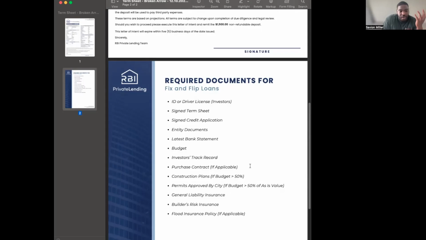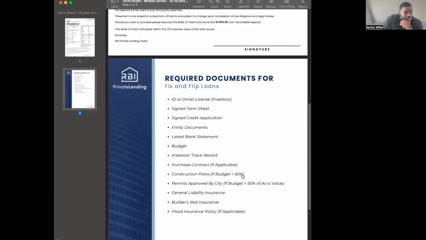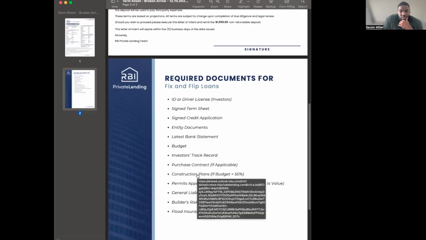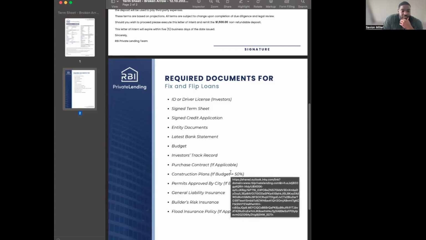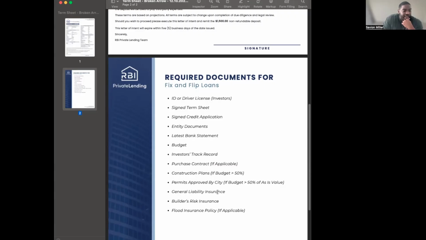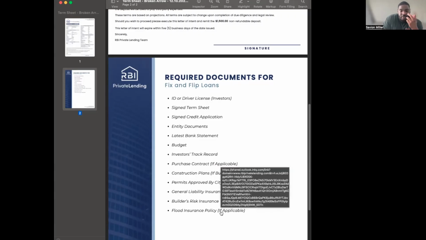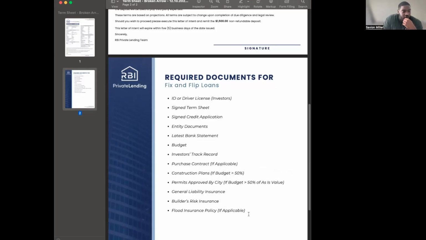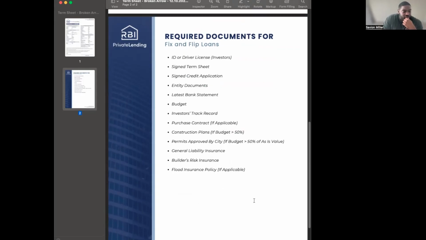You have the property under contract. I need to see the contract. If you own the property already, show me the settlement statement or a deed, or the same thing as a HUD. And then if it's a construction, show me the plans. I need the architectural plans and elevations. If you have approved permits, send in the permits. Then your general liability insurance and your builder's risk insurance. And if you're in a market, especially like Florida, your flood insurance.